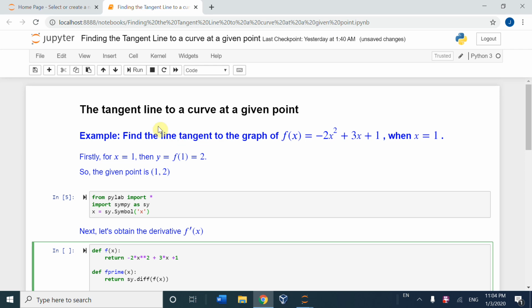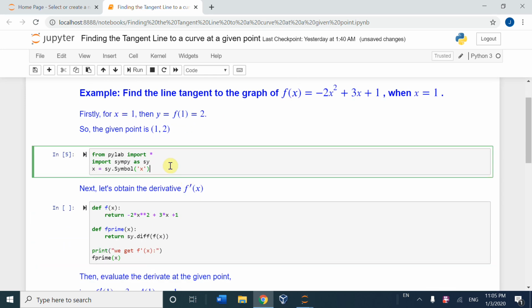Let's talk about the tangent line to a curve at a given point. Here we use a very simple example. Find the tangent line to the graph of f of x equals negative 2x squared plus 3x plus 1 when x equals 1. So the given point, when x equals 1, we replace x by 1. We could get the y value of the point is 2. So the given point is (1, 2).